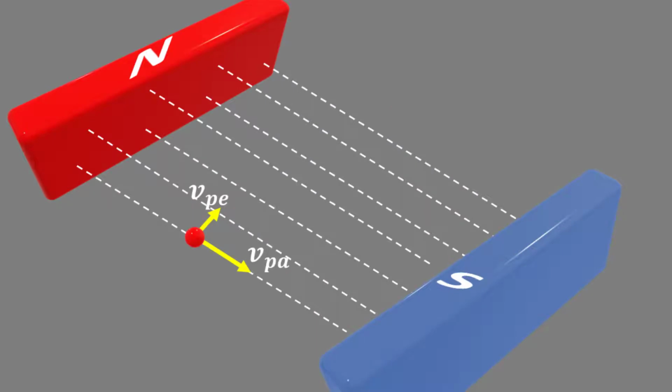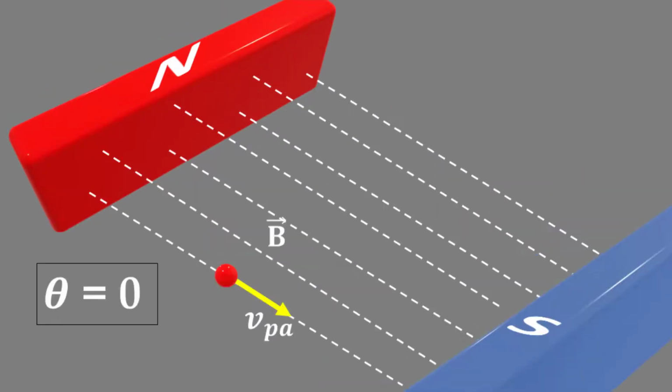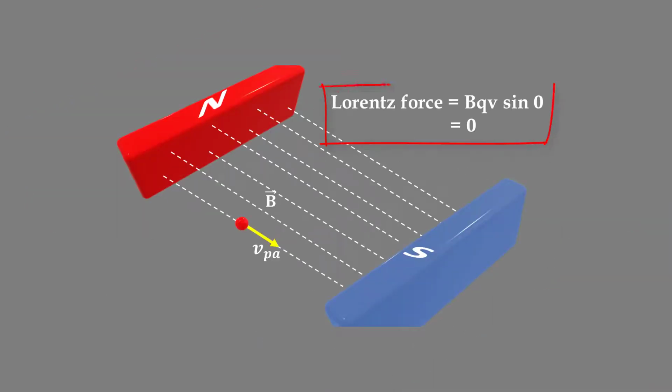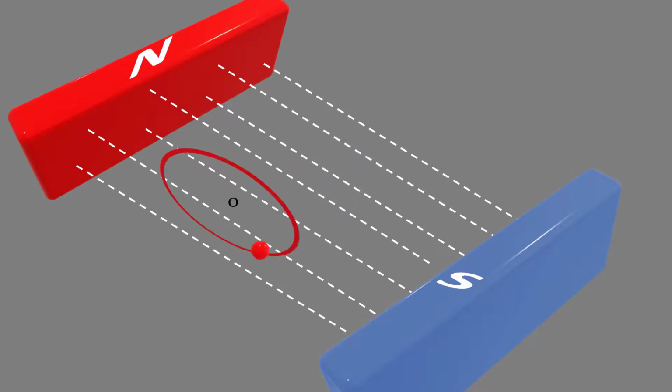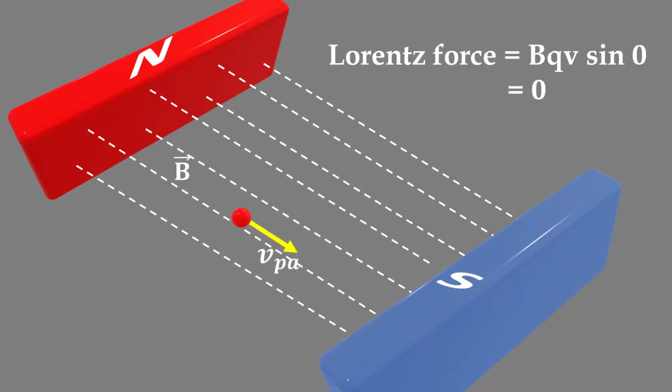Now, consider a velocity component which is parallel to the magnetic field. Since the angle between v and B is 0, it experiences zero force. Since the force experienced is zero, the particle is unaffected by any external force. Therefore, its motion is linear. The path of the motion of the charged particle because of the velocity component perpendicular to the field is circular, and the path of the motion because of the velocity component parallel to the field is linear.